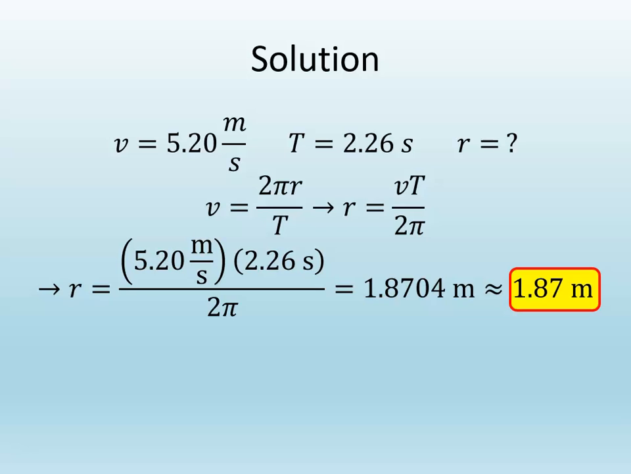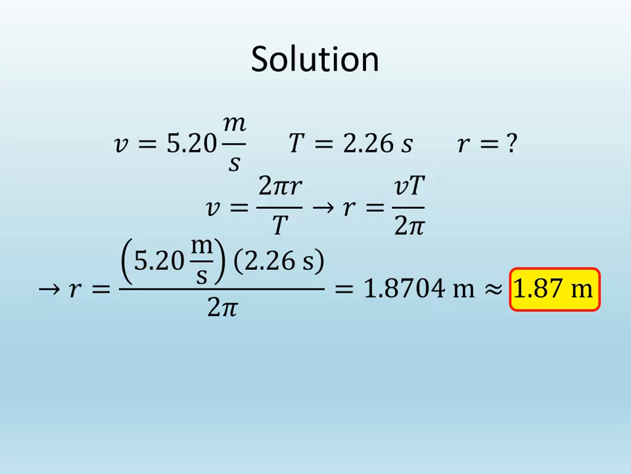A very common calculator mistake in problems like this is to not put parentheses in front of the 2 and then close parentheses after the pi. So the way that it should look in the calculator is you would do 5.2 star 2.26 divided by open parentheses 2 pi close parentheses.